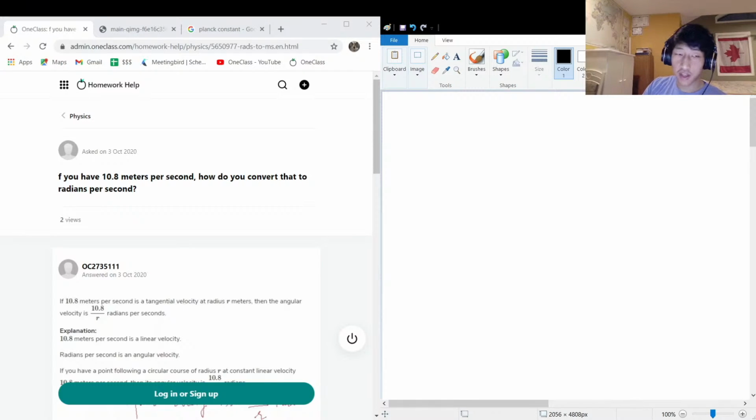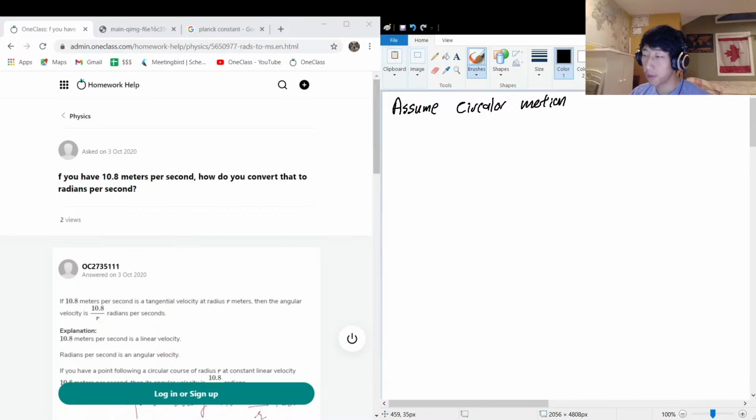Okay, the next question that we got on the menu today is, if you have 10.8 meters per second, I'm going to assume it means, how do you convert that to radians per second? Okay, another assumption we need to make is, assume circular motion. Because if I'm traveling 10.8 meters per second in a straight line, how would you get radians per second? How would you get the angular velocity? Well, you can't. I'm not even moving in a circle. You need circular paths for angular velocity.